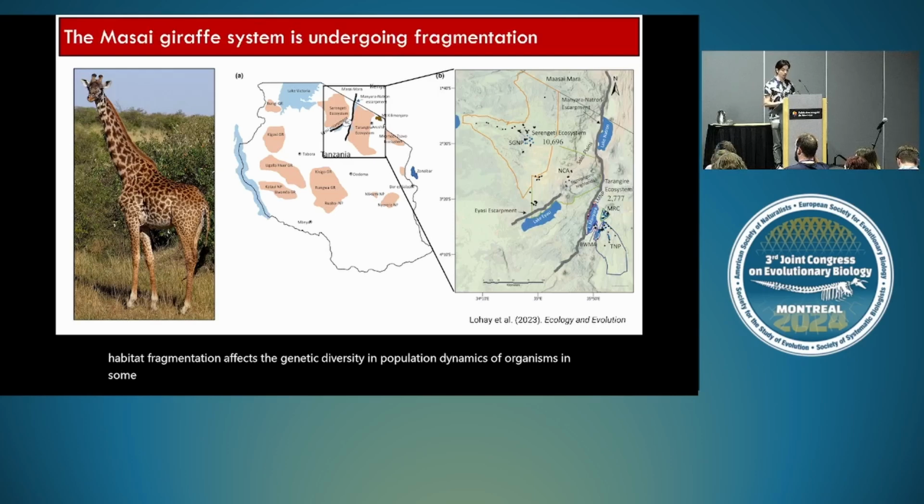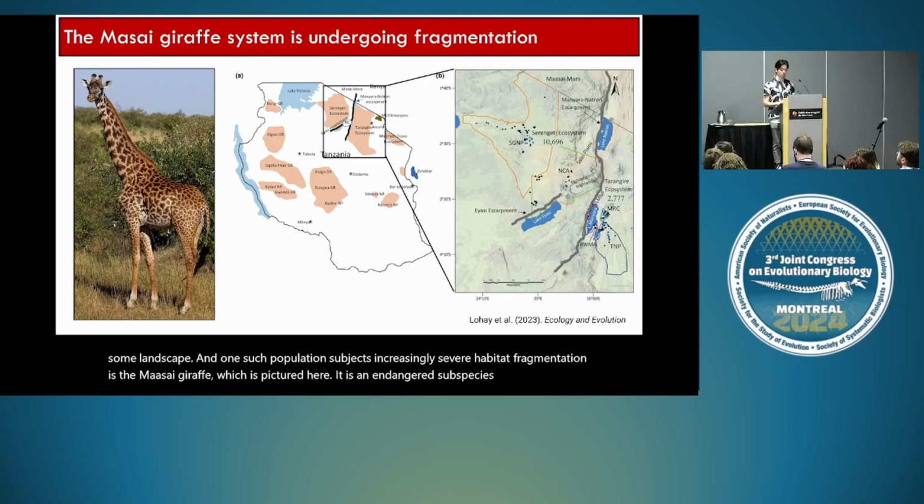And one such population subject to increasingly severe habitat fragmentation is the Maasai giraffe, which is pictured here. It is an endangered subspecies of giraffes in northeast Tanzania, and it's divided into a structured population in part by the natural barriers present in the landscape, like lakes and escarpments. And escarpments are just steep cliffs.